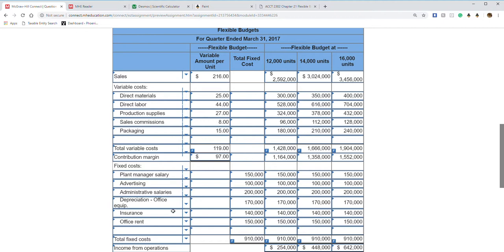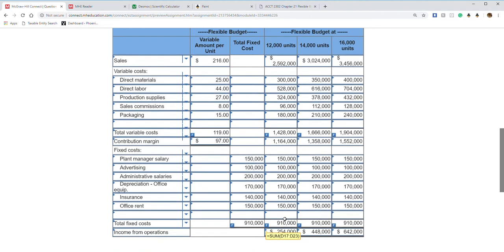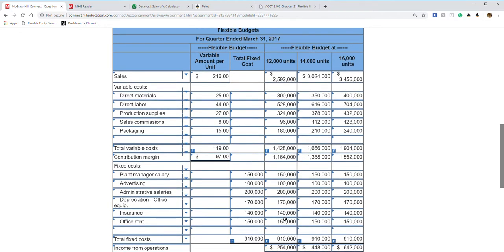So remember this. First off, it's going to be sales always at top. And then variable costs are anything that will change due to units being produced. And fixed does not. And the cool thing with fixed is that it's going to be the same numbers for all three units. Make sure you put your fixed costs in this one that says total fixed cost, okay, that column, and then just run it across. Okay, not too bad there.